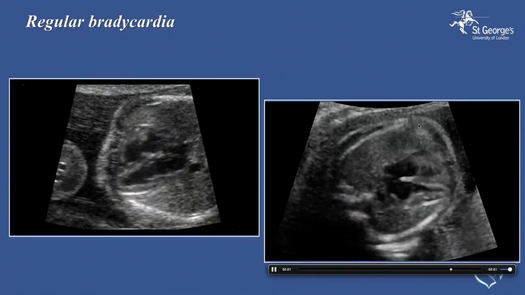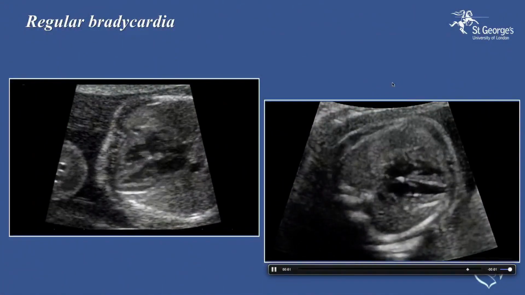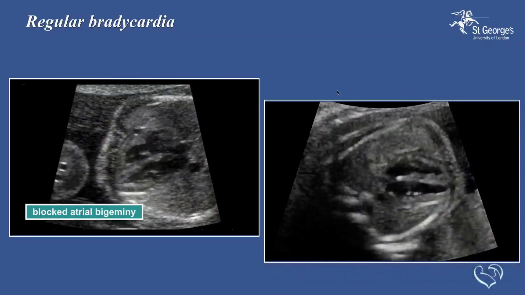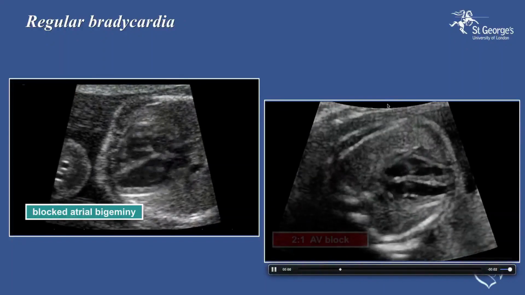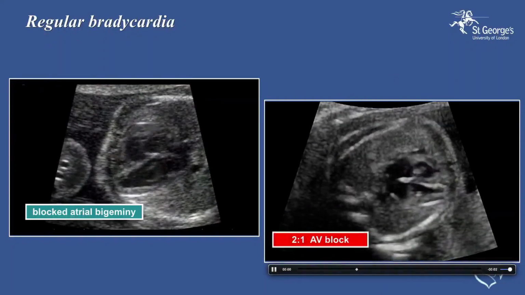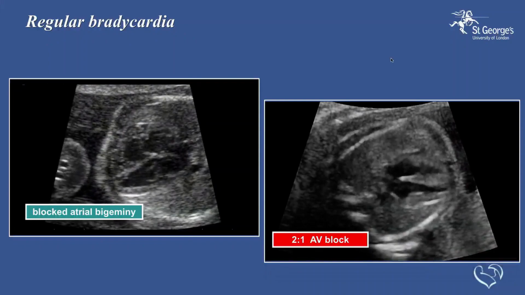So of those two babies that I showed you before, it will be difficult to know which is which. But that one was blocked atrial bigeminy, so not much to do. And this one was a 2-to-1 AV block linked to maternal anti-Ro antibodies.